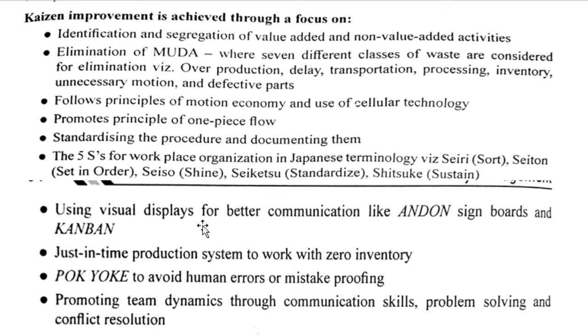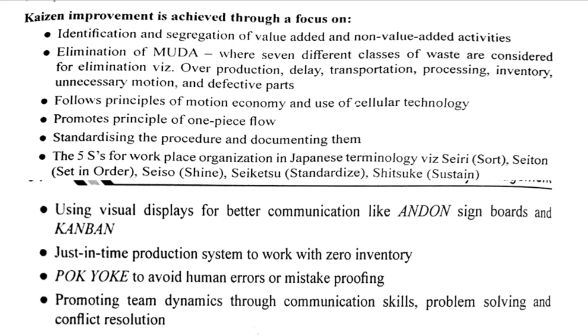And also, to improve this, using some visual displays for better communication, like signboards and Kanban, and another technique called the just-in-time JIT production system to work with zero inventory. Another one will be Poka-Yoke, to avoid human errors and for mistake proofing, and promoting team dynamics through communication skills, problem solving and conflict resolution.